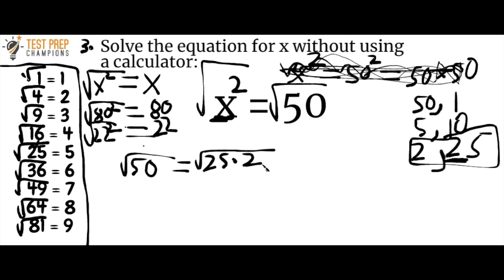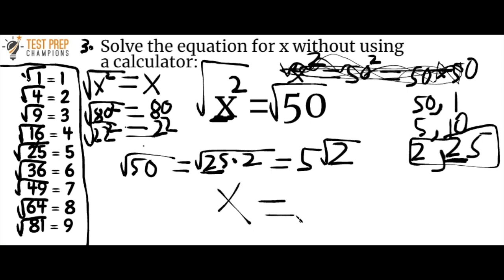Now we can go even further, because we know the square root of 25. It's a common number, it's a 5. It's not going to give us some weird decimal like the square root of 2 would be. So the square root of 25 is 5. I'm just going to rewrite this as 5, and leave the 2 under the square root. The answer here is that x equals 5 square root 2.